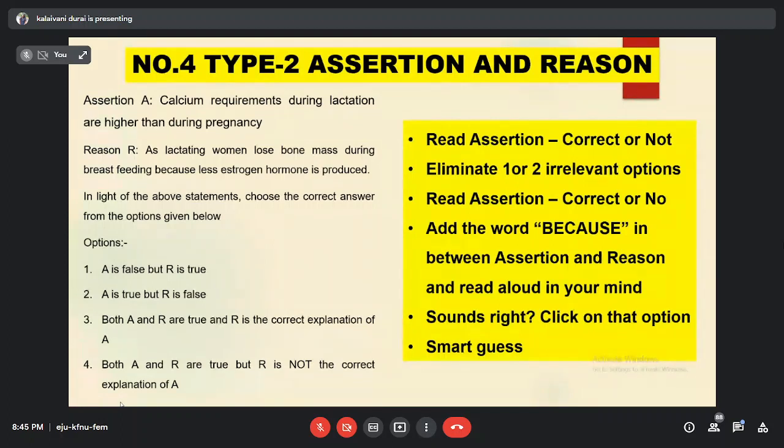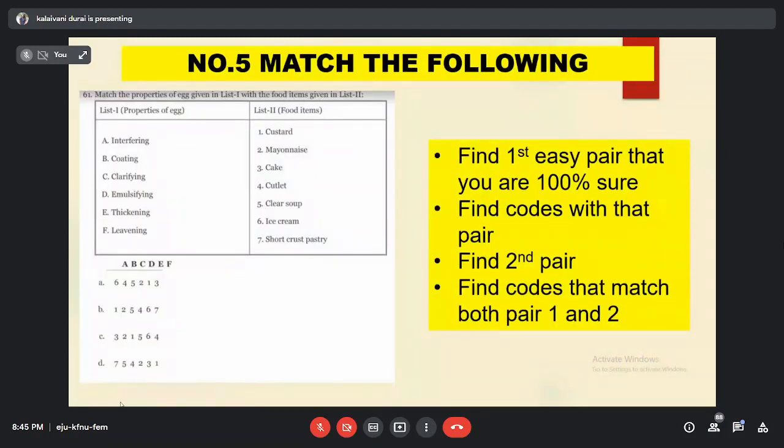Okay, just write this word because under quotes. Okay. The second type of assertion and reason type question. Now, next the most important one. This also comes very repeatedly in all the subjects.